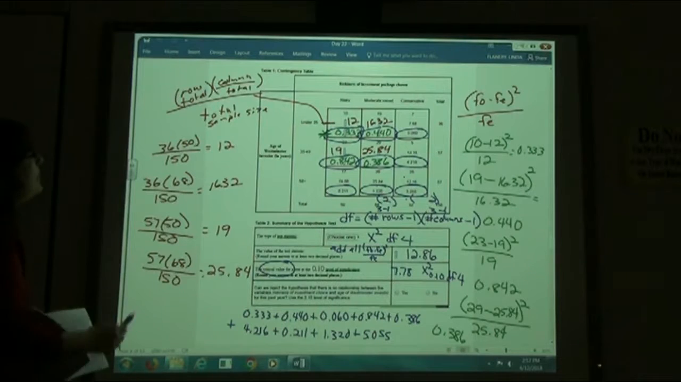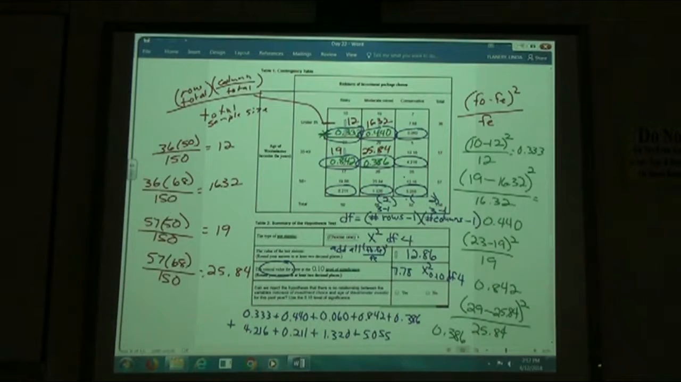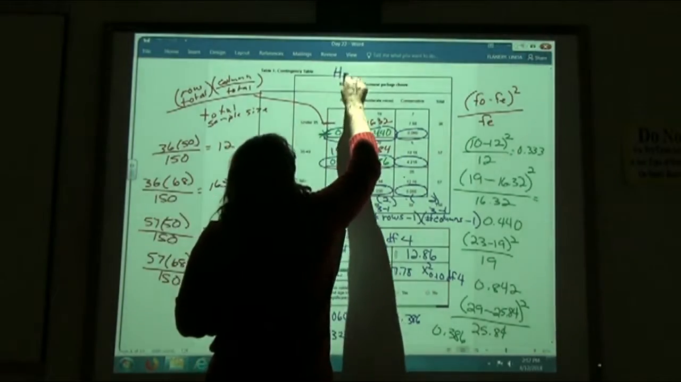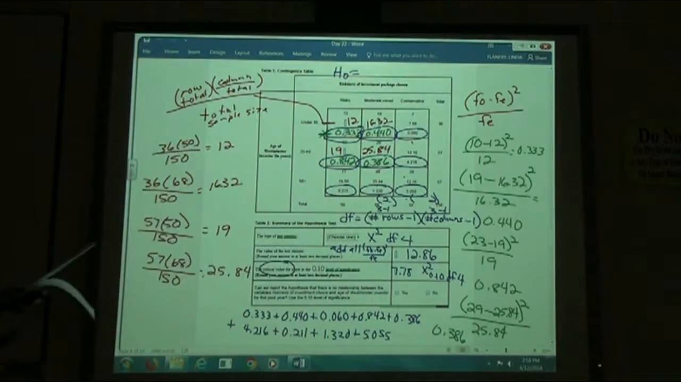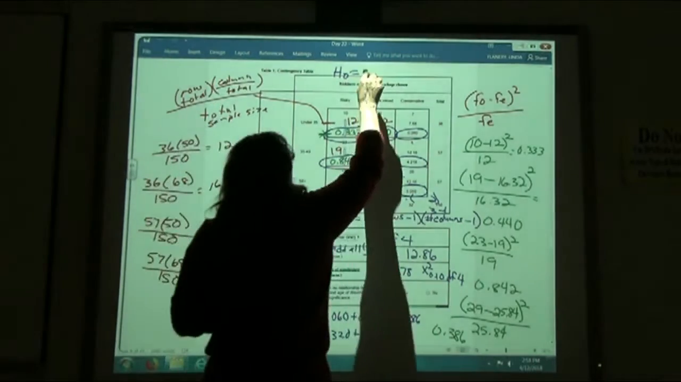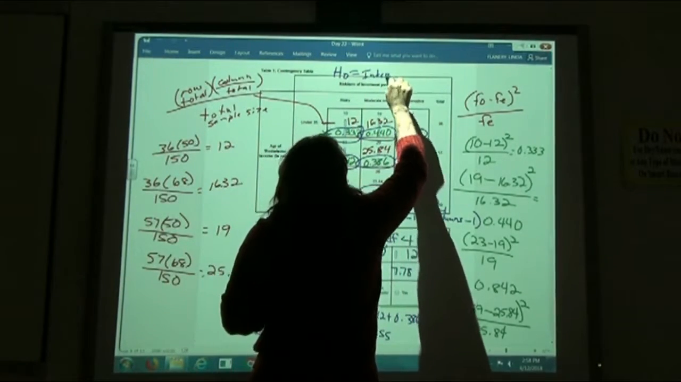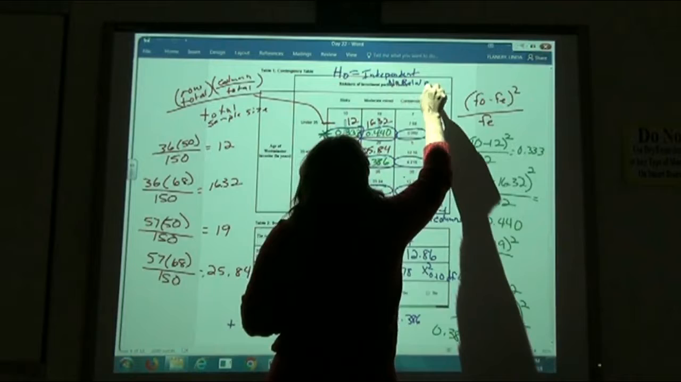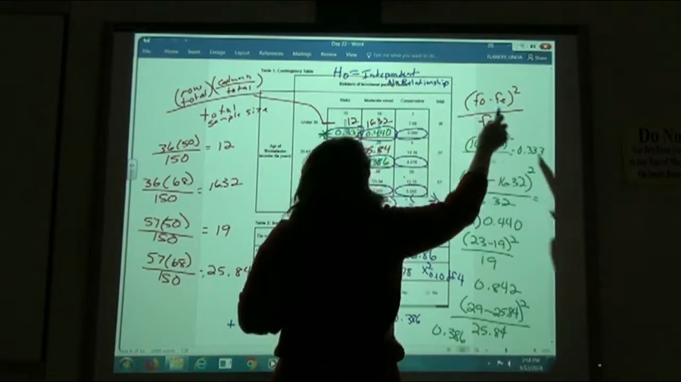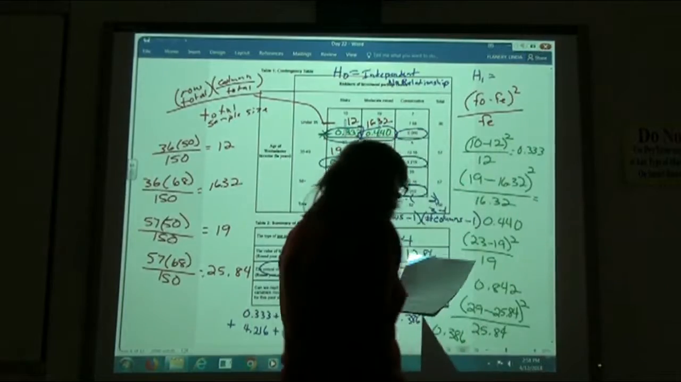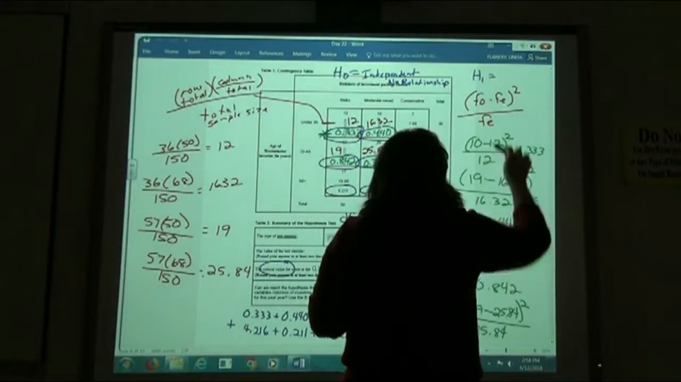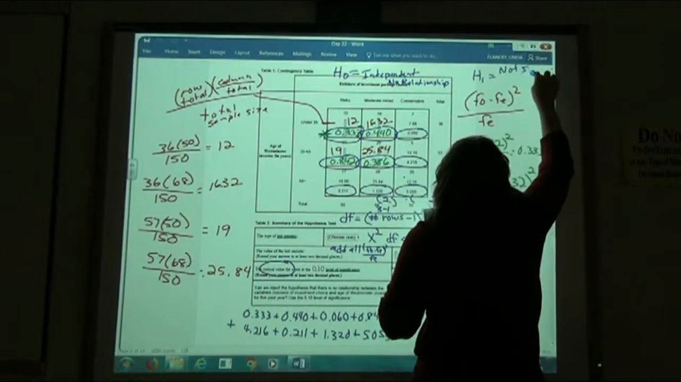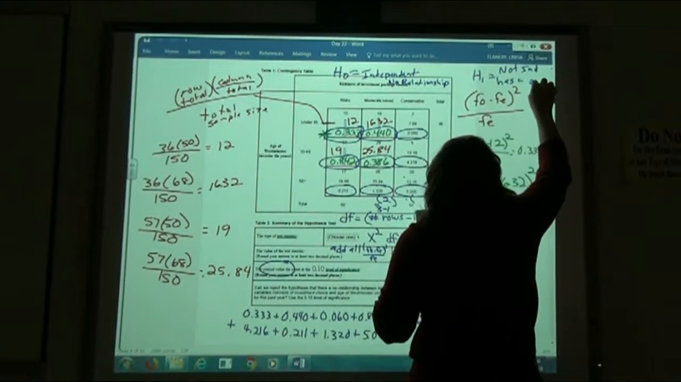So again, on this one, it didn't start out by asking you what the null and the alternative hypothesis is. On these ones, my null hypothesis is always going to be that it is independent and has no relationship. My H1 is going to be that it is not independent, so has a relationship.